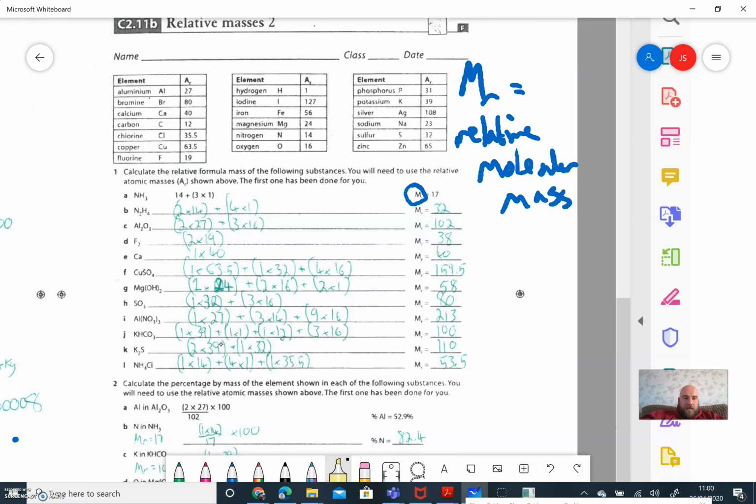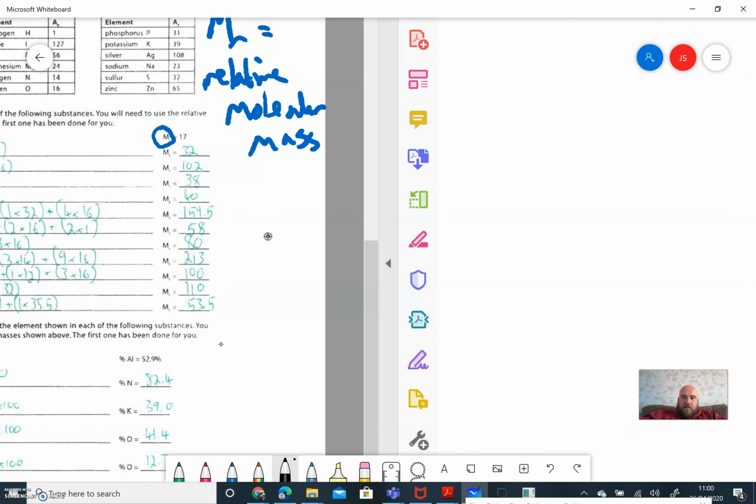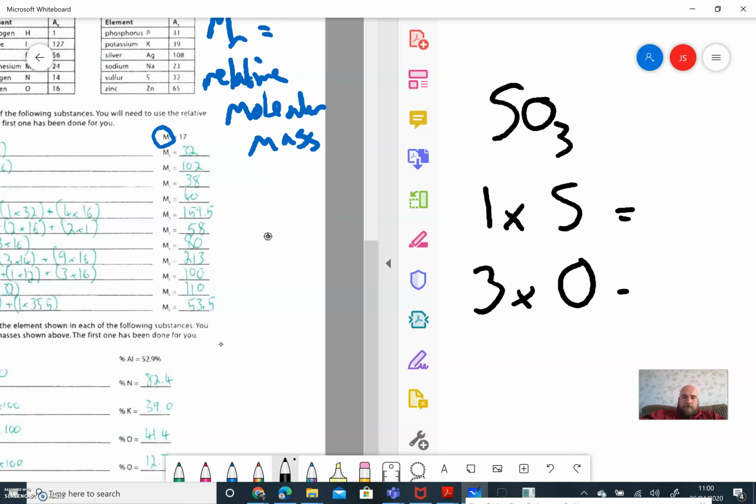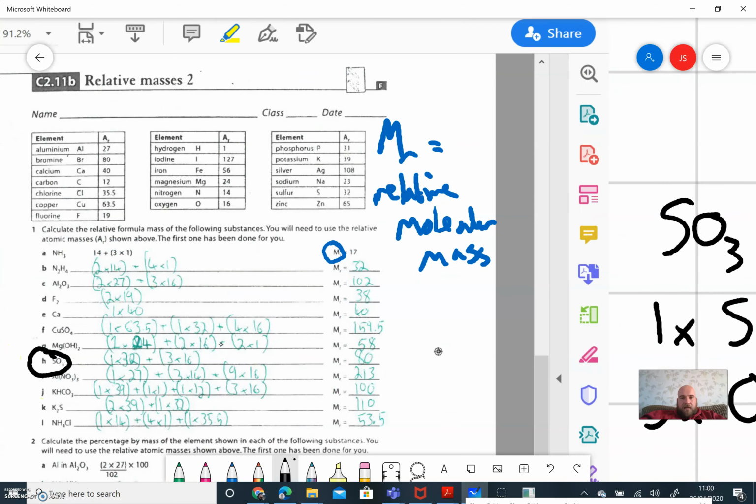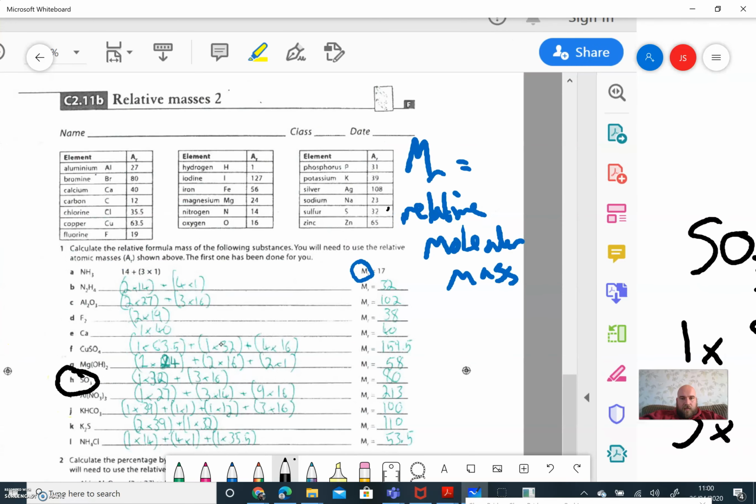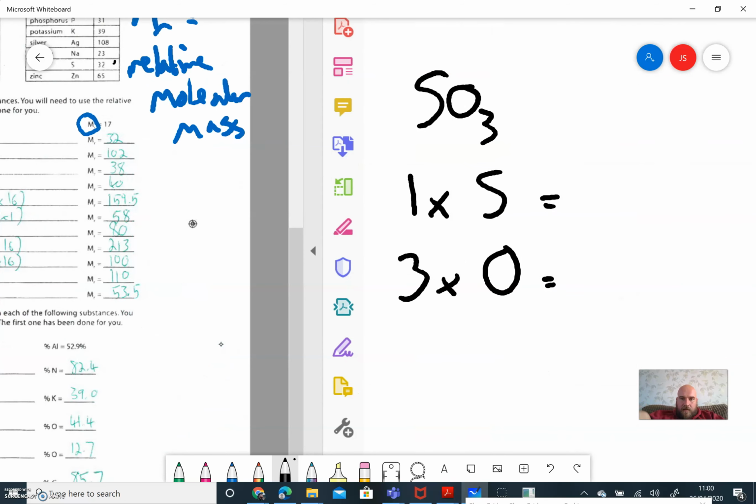So let's pick a couple. Let's go with SO3. So that one there. So apparently the answer is 80. Well, how did I work that out? Well, SO3 has got 1 sulfur atom and 3 oxygen atoms. So using the table at the top, what does sulfur weigh? Sulfur weighs 32 and oxygen weighs 16. So just have a go at that.